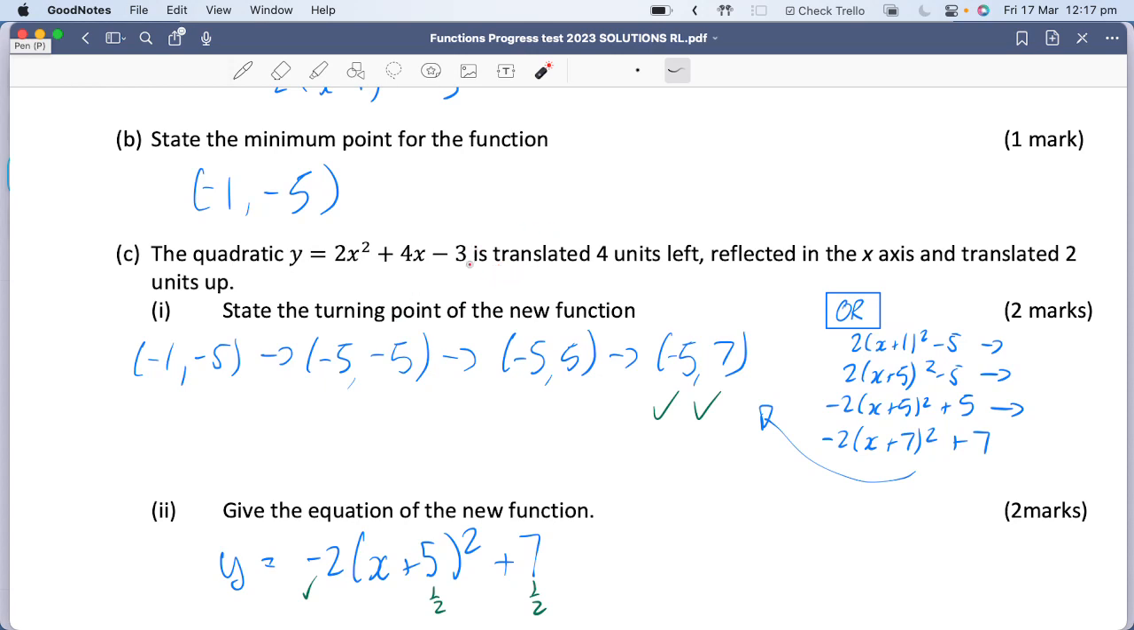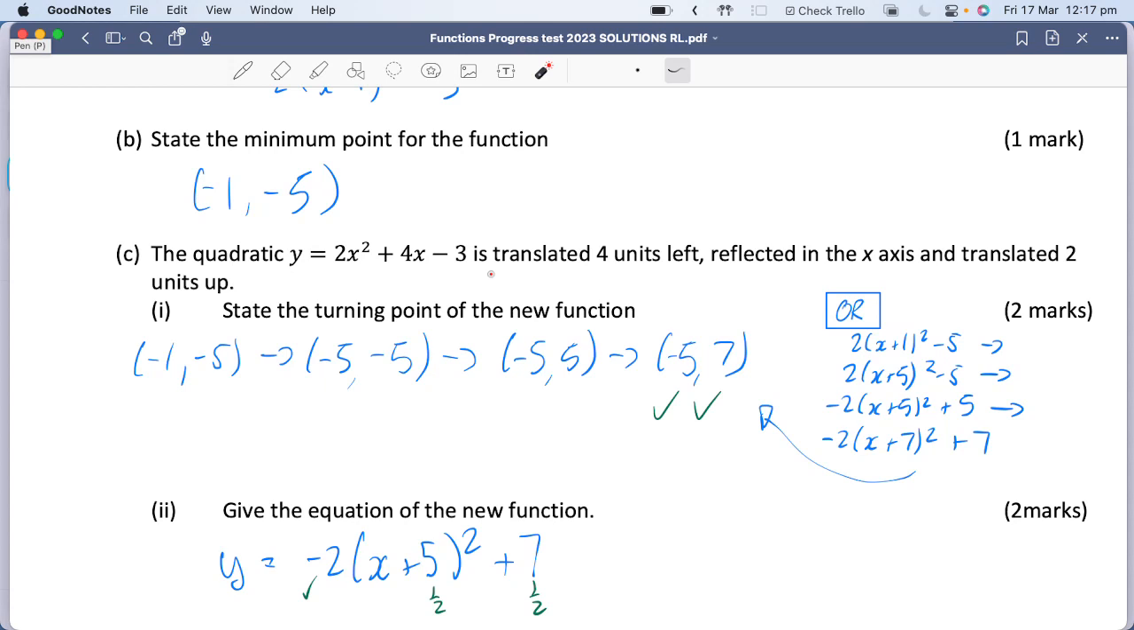When you're doing these, a number of people try to do what I've got here in the OR box, which is they try to transform the function. I've got a mistake, that should be a 5 there. If you transform the function, you will 100% get the right turning point. That's absolutely fine, but it is a bit more work in your head.